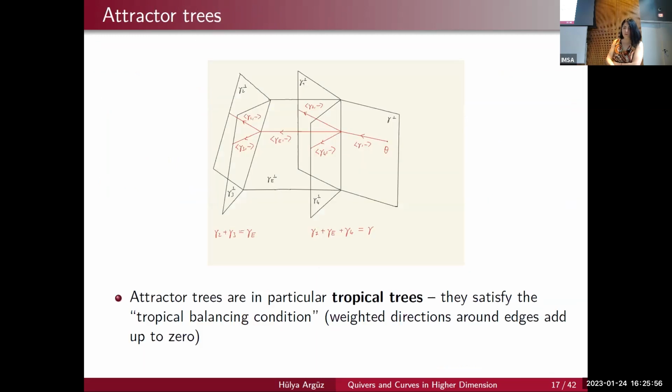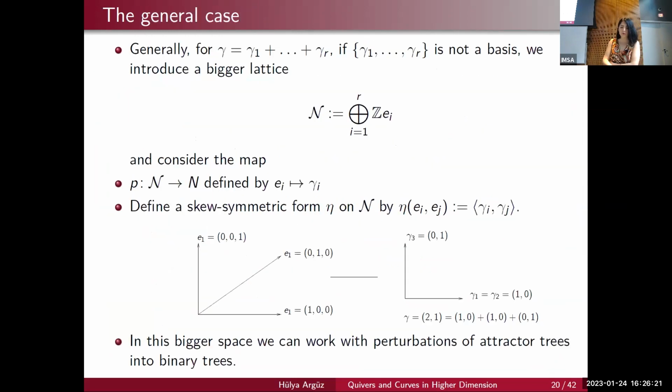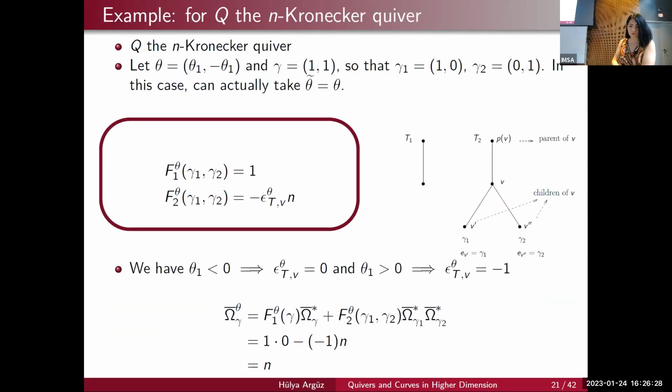one of the purposes was, when we have an attractive flow tree, like in the work of Kontsevich-Soibelman, showing that we can make appropriate perturbations so that we can sum over binary trees. There are some technical issues to do that if the gamma i's, the decomposition of gamma into gamma 1 to gamma r, don't form a basis, then we need to work in bigger spaces, but still we can handle these situations and get our attractive flow tree formula.